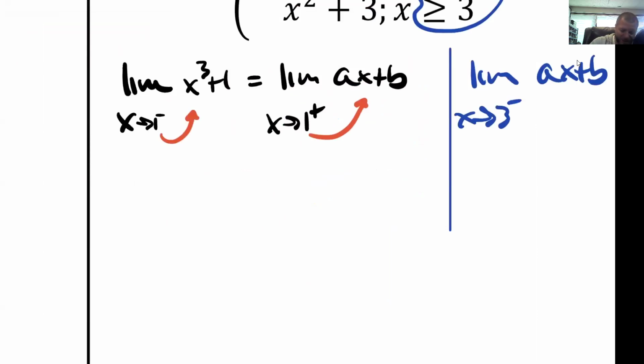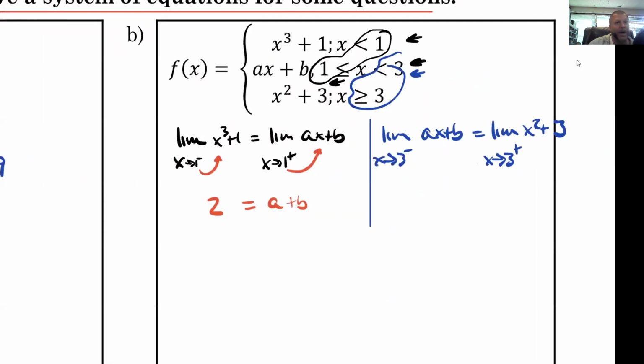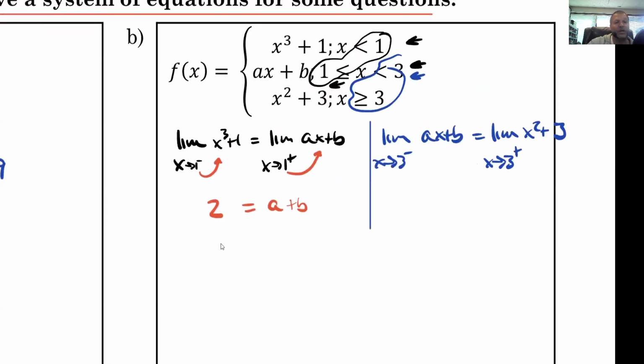So I can just plug in 1. So I'm going to get 1 cubed plus 1. That's 2. I'm going to plug in 1 for a. That's going to be an a times 1 plus b. So I have 2 variables, but 1 equation. So I'm going to need another equation if I want to solve this.